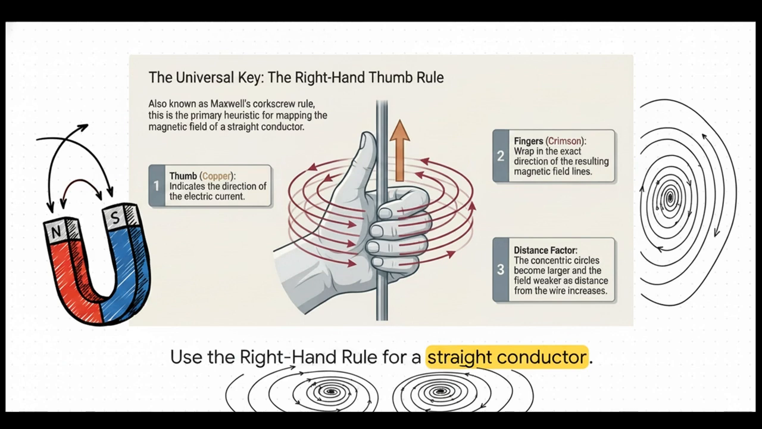So a bar magnet is pretty easy to visualize, but what about the magnetic field around a straight electrically charged wire, like the one from Ørsted's accident? To figure out the direction of these invisible lines around a straight conductor, we use what's famously called the right-hand thumb rule. It's basically your universal key to unlocking the field.